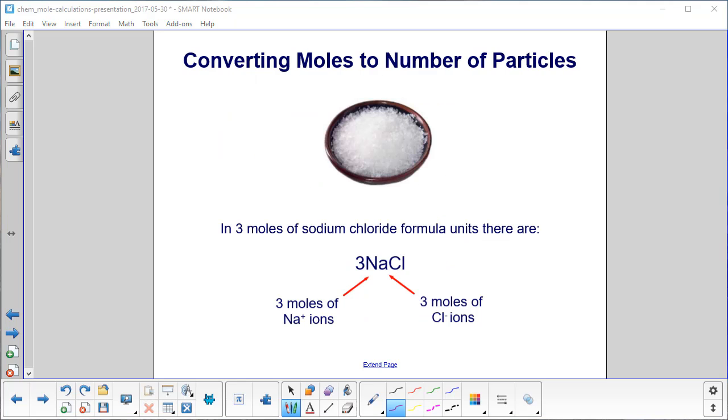Let's take an ionic compound. Same drill. If we have 3 moles of sodium chloride, and remember, formula units are what we use for the ionic compounds, there's our 3, that tells us that we have 3 moles of sodium plus ions and 3 moles of chlorine minus ions.